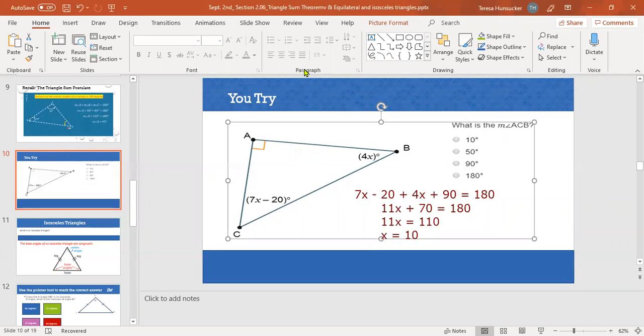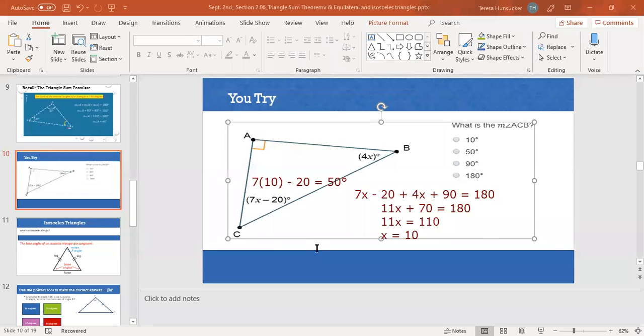What is the measure of angle ACB? So if we go back here, ACB. So you start at A, go to C. C is the actual angle you're trying to find, and then to B. So it's 7x minus 20, so we know x is 10, so we can just substitute 7 times 10 minus 20. So 7 times 10 minus 20 equals 50 degrees.